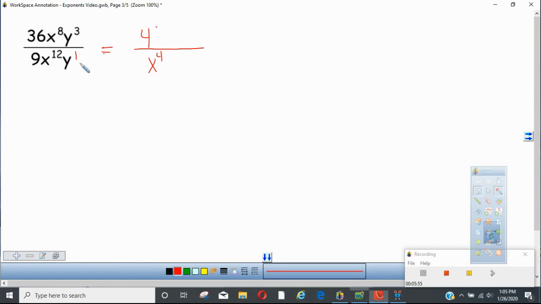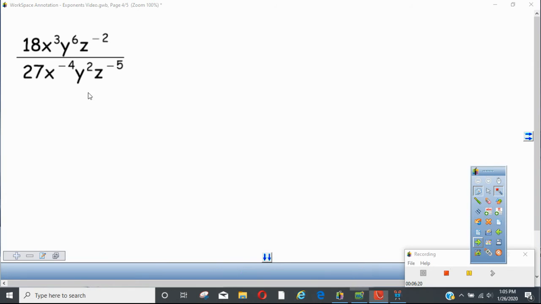3 minus 1 would be 2. Where do we put those 2 y's? On top, because there's more y's on top. So y to the 3. And then we've taken care of the big numbers. We've taken care of all the letters and their little numbers. That's your answer right there. All right, we're going to take a look at one more.